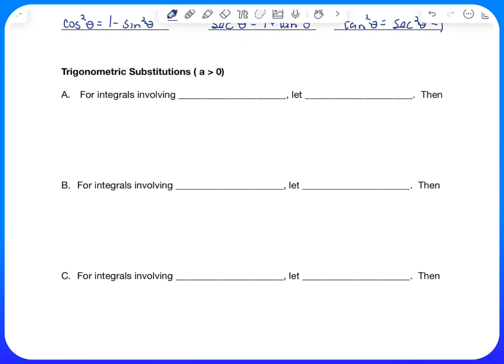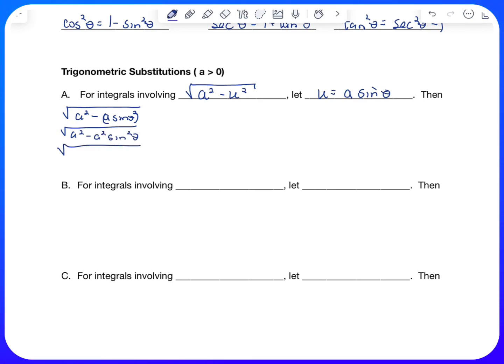If we have an integral that involves the square root of a squared minus u squared, a perfect square minus a variable squared, we're going to let u equal a sine theta. So I can replace my u with a sine theta quantity squared. Distributing that square, I get a squared minus a squared sine squared theta. Taking out a GCF of a squared, I get 1 minus sine squared theta. Recall from the Pythagorean identities above, 1 minus sine squared is equal to cosine squared. So I have a squared times cosine squared theta, and if I take the square root of that, it's just a cosine theta. So our radical can be replaced with a cosine theta in this case.